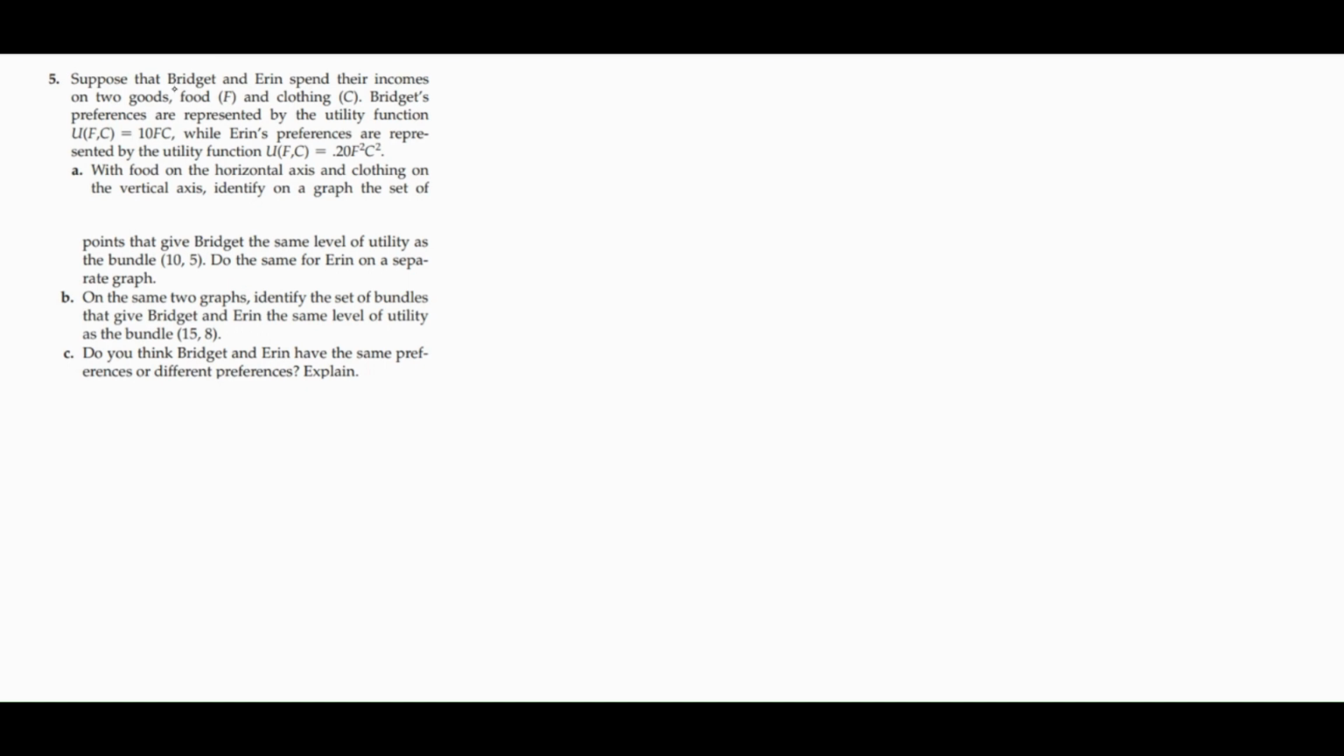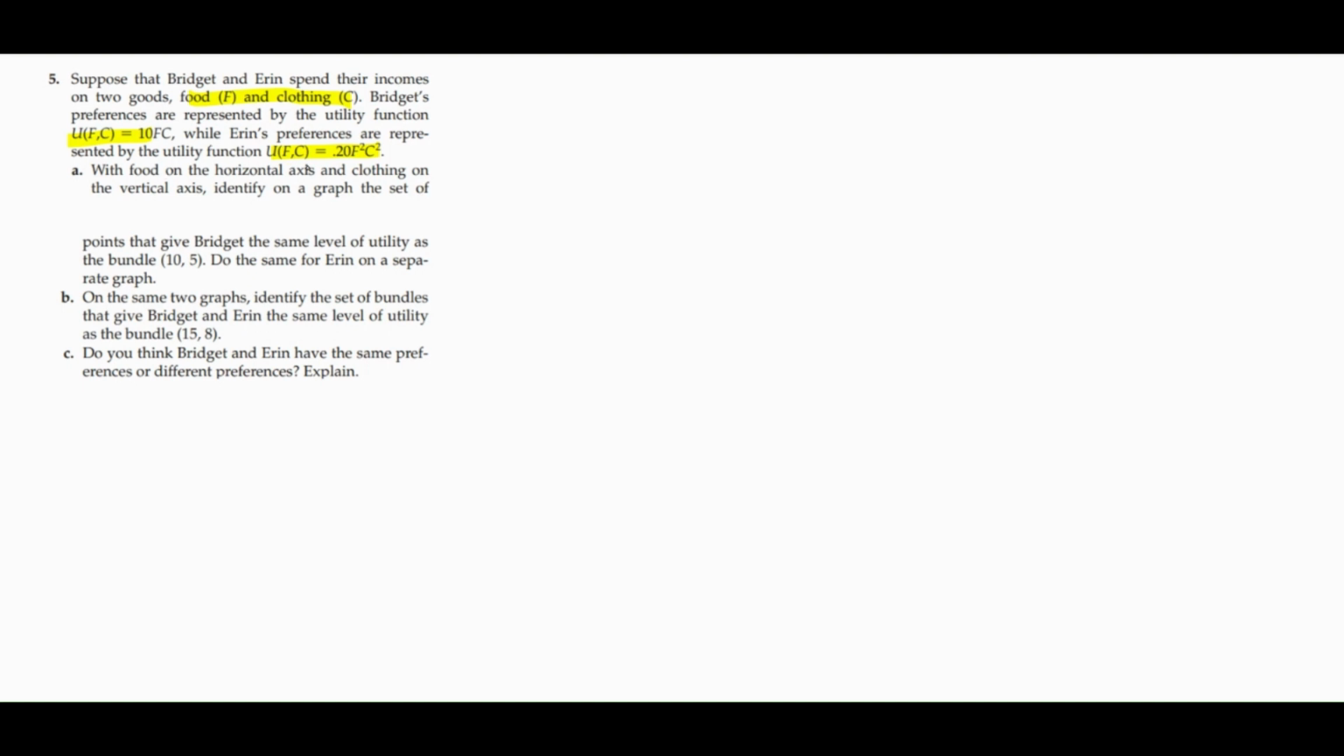Now, suppose that Bridget and Erin spend their incomes on two goods, food and clothing. Bridget's preferences are represented by this utility function, while Erin's preferences are represented by this utility function. If you have read the theory of utility functions, you will understand that both functions represent something very common. You will understand that by solving this example, which is provided in this book.